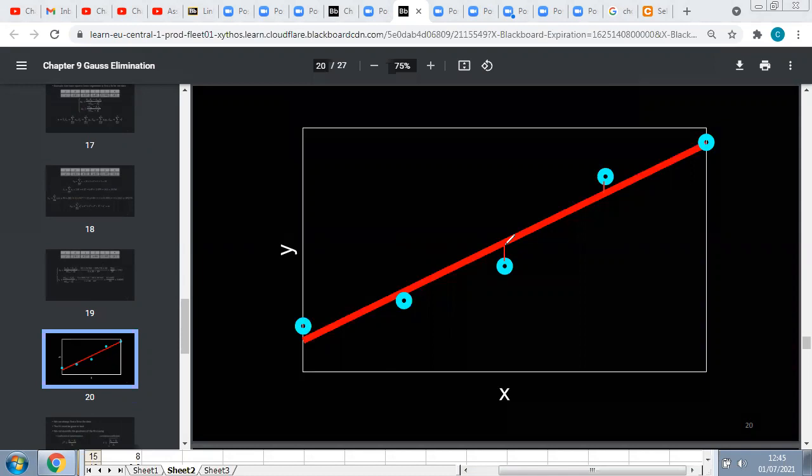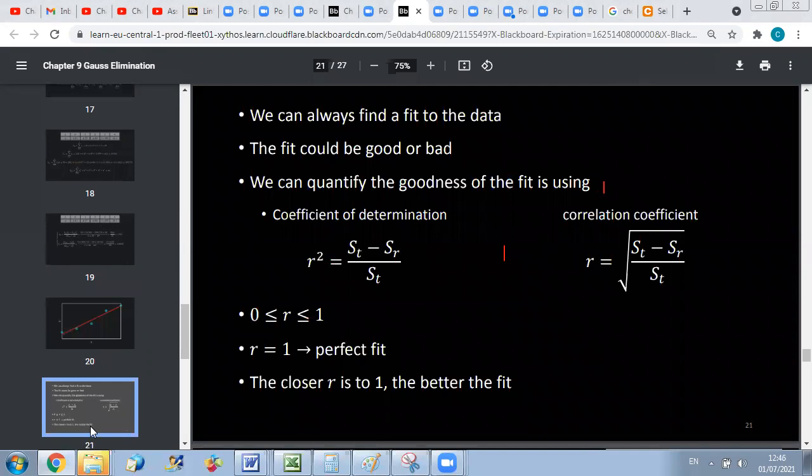If I want to give a number, do a quantitative analysis to know if the fit is good or not, I develop a formula that will tell me if the fit is good or bad. So we can always find a fit. Whatever your data is, if you have several points, you apply these formulas and come up with a linear fit. But this linear fit can work in a very good way, as we have seen in this example, but it can also be very bad. How to know this by calculation?